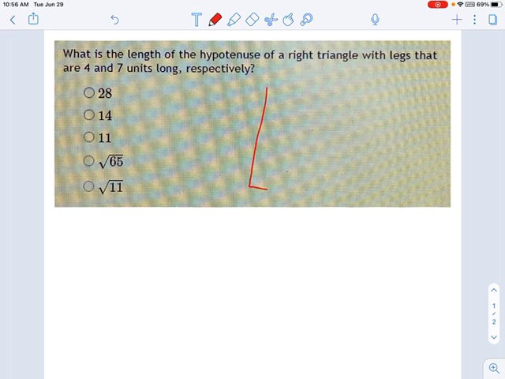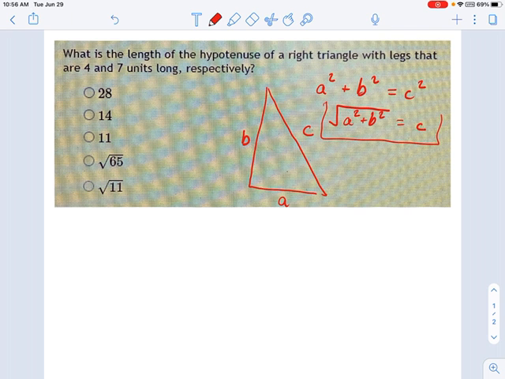So let's draw the Pythagorean theorem again to remind ourselves how this works. You have two legs of a triangle, a and b, and this distance of the hypotenuse here, I'm going to call c, and the Pythagorean theorem says a squared plus b squared equals c squared. So we can figure out the distance of c by square rooting both sides. So we get the square root of a squared plus b squared equals c. That's what we're going for here.